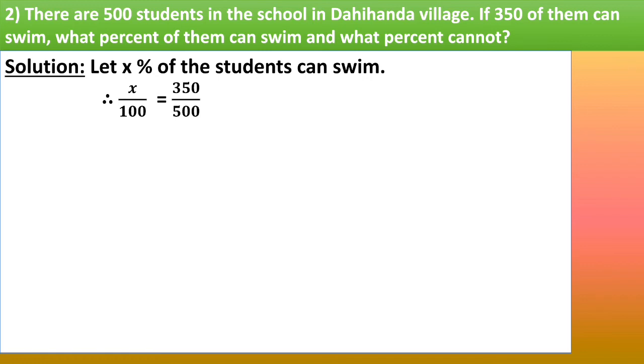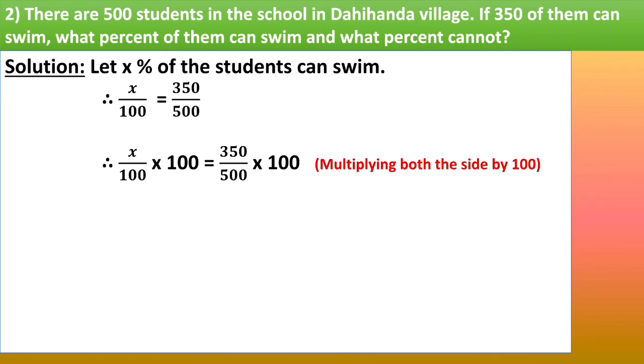Again it is given in the fraction divide form. So what we will do? Multiplying both the sides by 100. So left side is given x upon 100 multiplied by 100. And the right side is given 350 upon 500 multiplied by 100. So left side 100 cut. And the right side 20 cut. So what is left? X equal to 350 divided by 5.